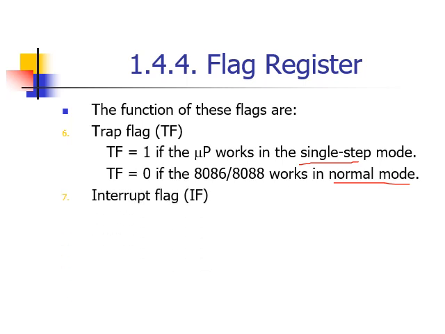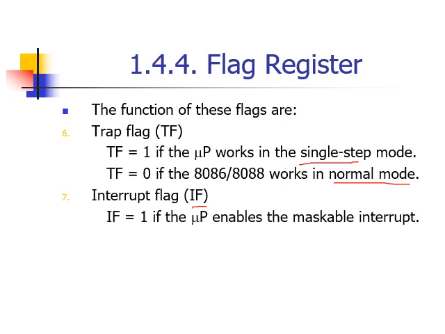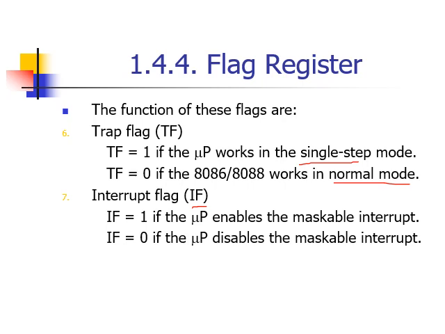The interrupt flag bit: if you are trying to interrupt your code, you set your IF to 1 for a maskable interrupt. Once you're done with your interrupt, you reset it to go back to normal operation.